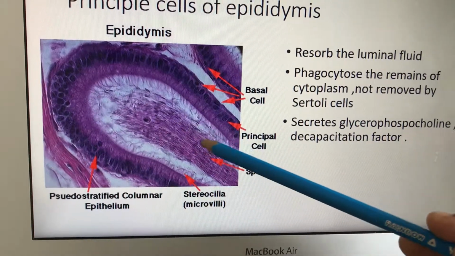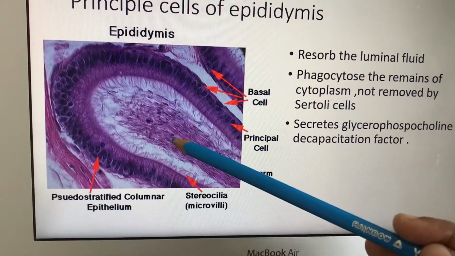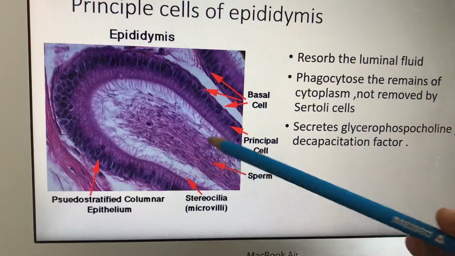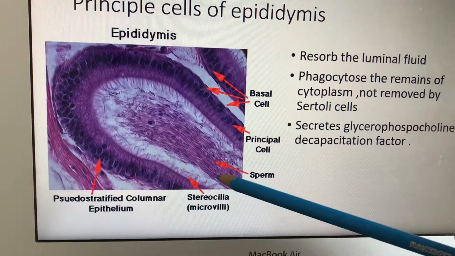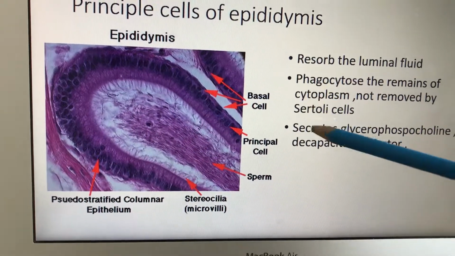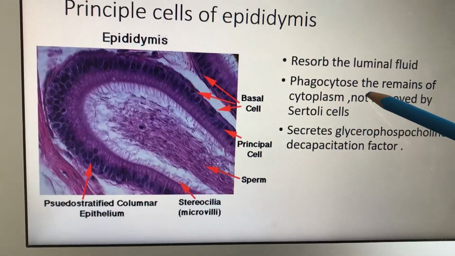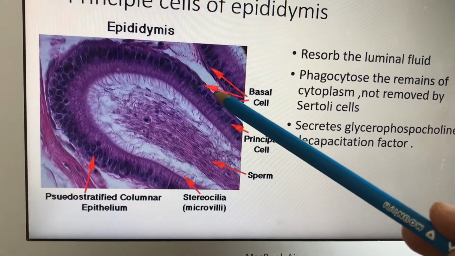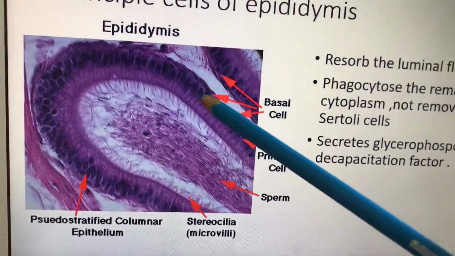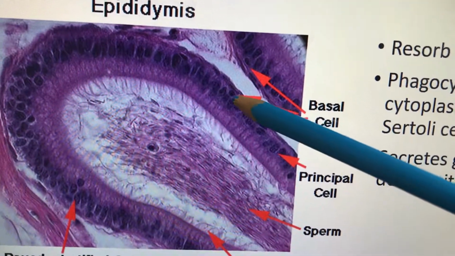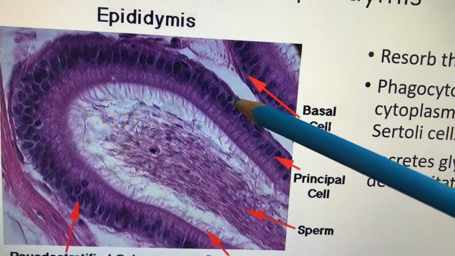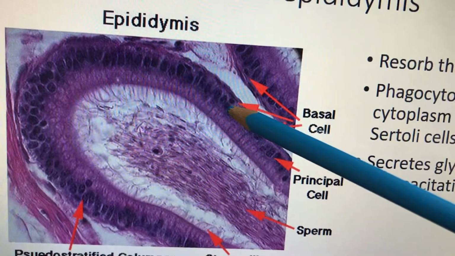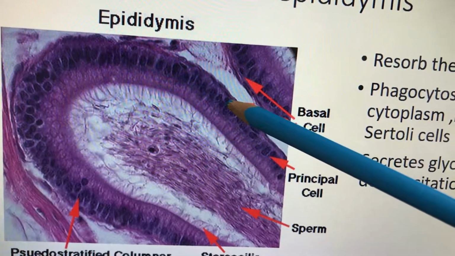You could see the sperm inside that. In the testis, the sperm is produced and the sperm is present inside these tubules. This is sperm. And what is the role of this? Phagocytosis. It has the basal cells and the principal cells. Look at the basal cells. What is the role of the basal cell? The basal cells are a supporting cell and a stem cell.